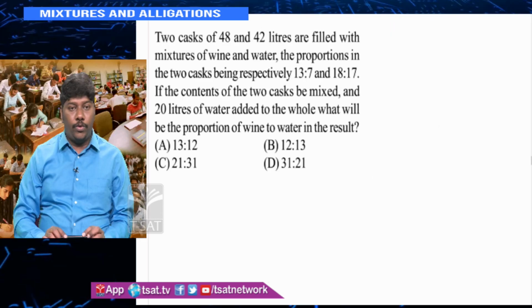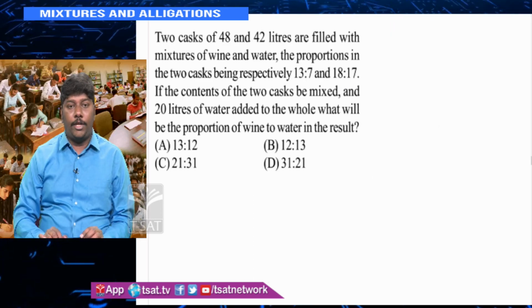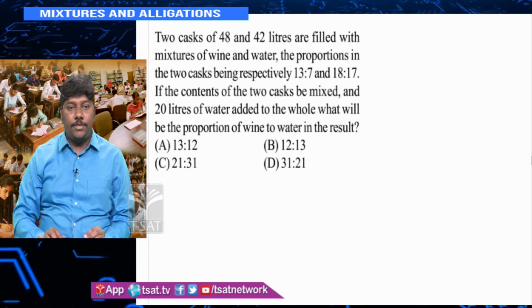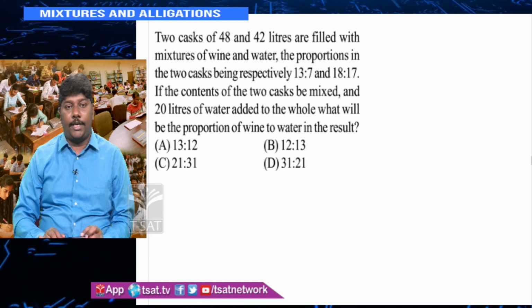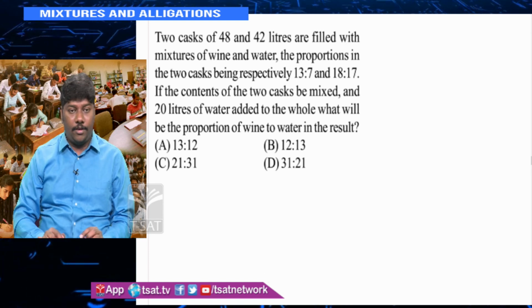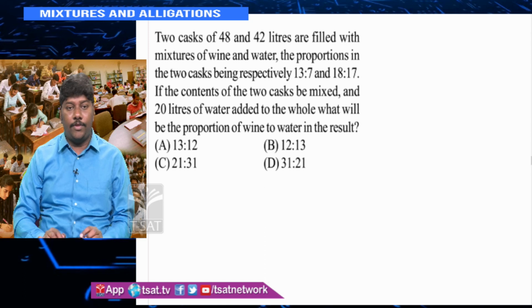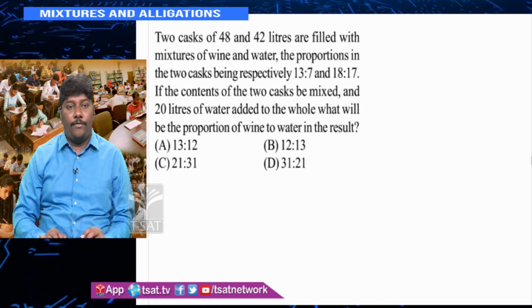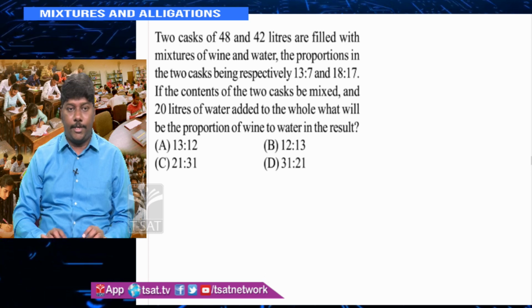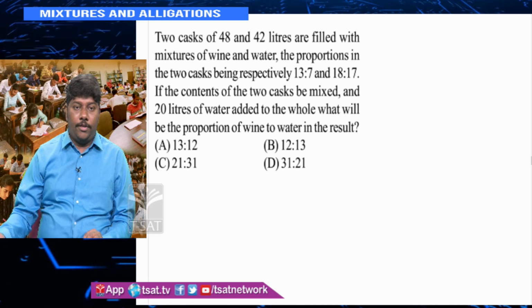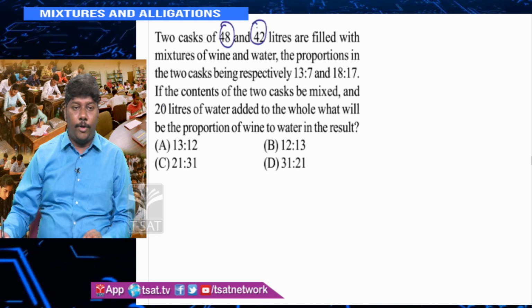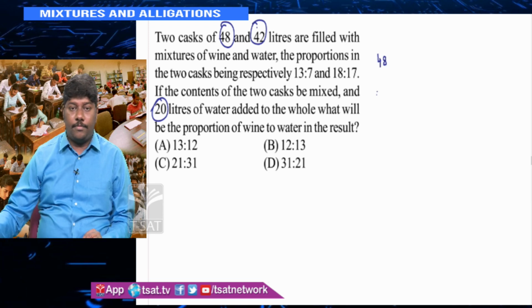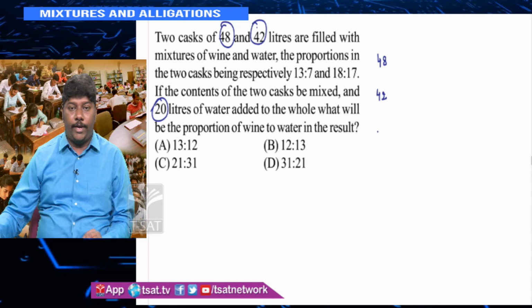Two casks of 48 and 42 liters are filled with mixtures of wine and water. The proportions in the two casks are respectively 13:7 and 18:17 of the contents. If the contents of the two casks are mixed and 20 liters of water is added to the whole, what will be the proportion of wine and water in the result? See here, you are adding these two to 20 liters of water. So I would take 48 and 42, finally 20.